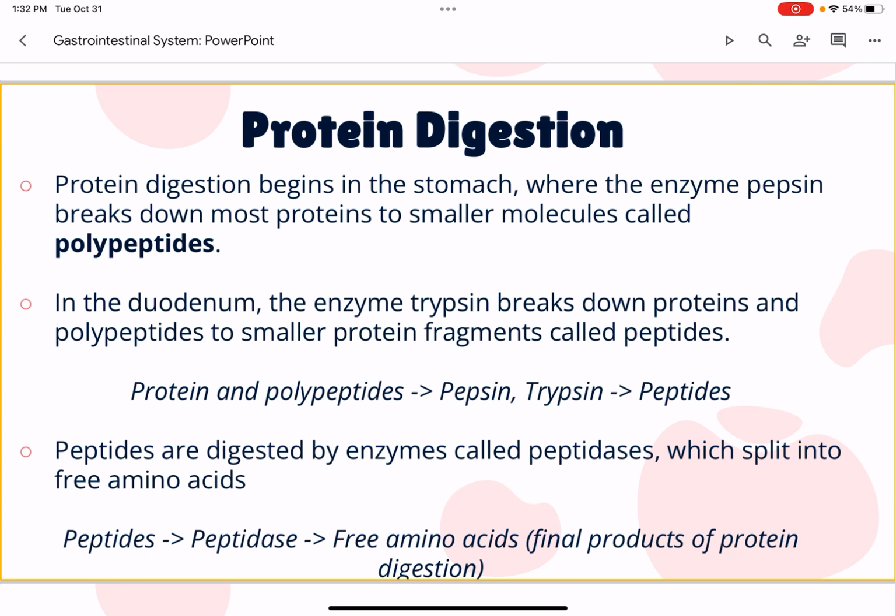In the duodenum, the enzyme trypsin breaks down proteins and polypeptides to smaller protein fragments called peptides. Peptides are digested by enzymes called peptidase, which split them into free amino acids, which are the final products of protein digestion.